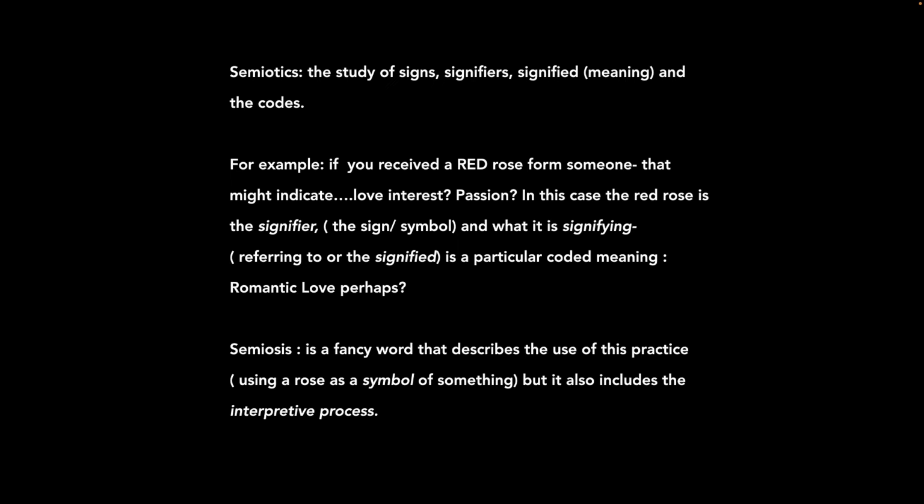It could be an image of that thing, right? So, for example, if you received a red rose from somebody, that might indicate like a love interest or maybe like a romantic interest. But in this case, the red rose is the signifier. It's the pointer to the thing. That's the meaning that wants to be conveyed by that person. And the signified is the thing that is being pointed to. So it's kind of a coded meaning that you have to unpack and interpret, right?